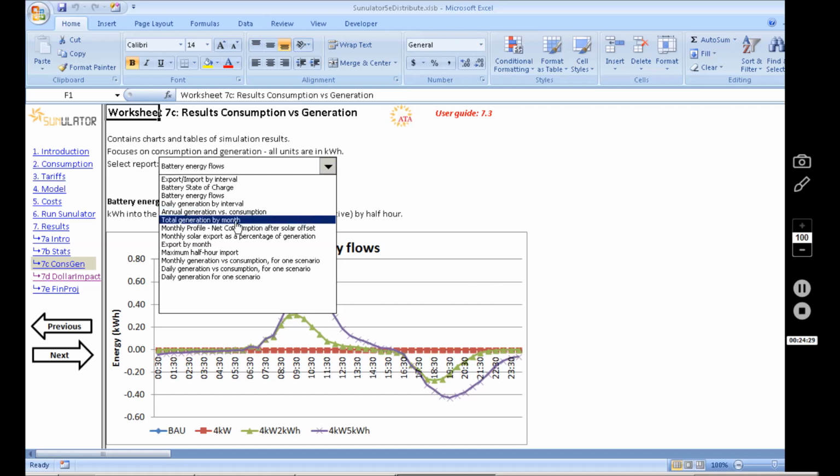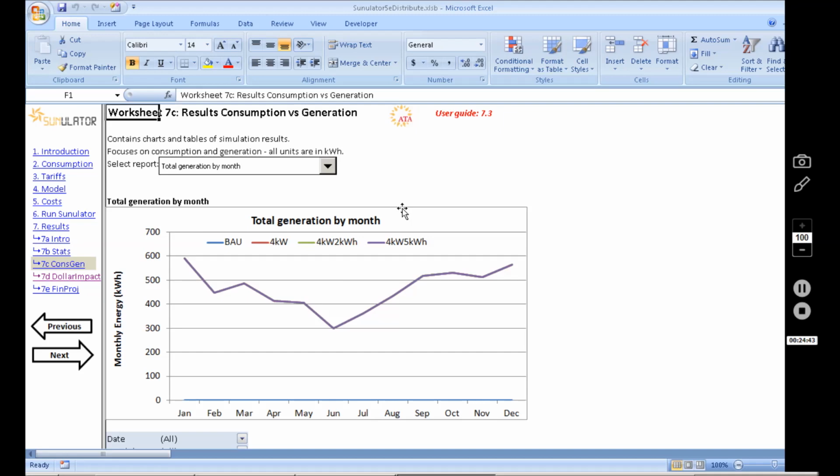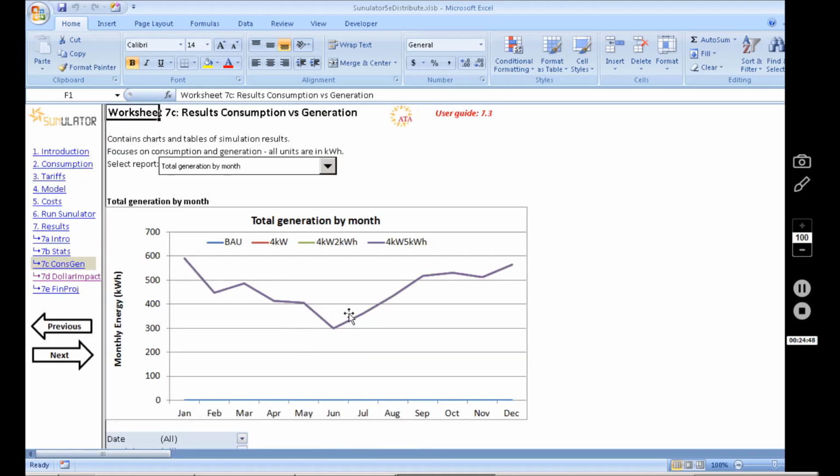Now, just one other chart I might show you. After those four, it's not really the daily half-hourly view. It's more big picture, what's happening with your energy. So this one's total generation per month, and there's only one line because they're all generating exactly the same. They've got the same 4 kilowatt solar system included. But you can see here the difference between summer generation and winter in Sydney.